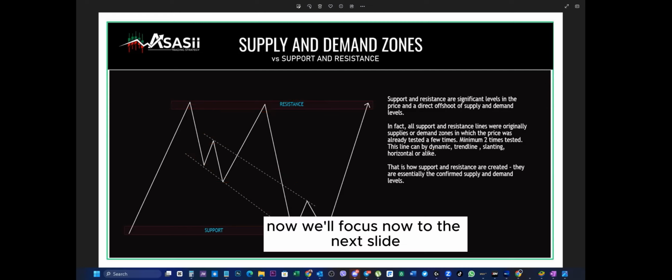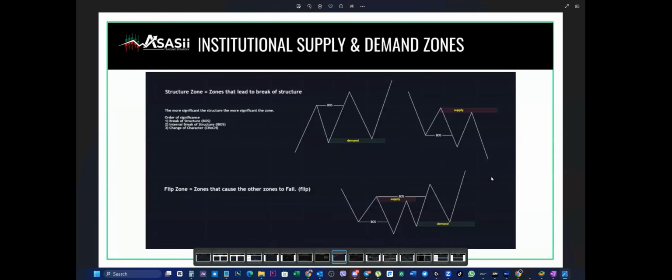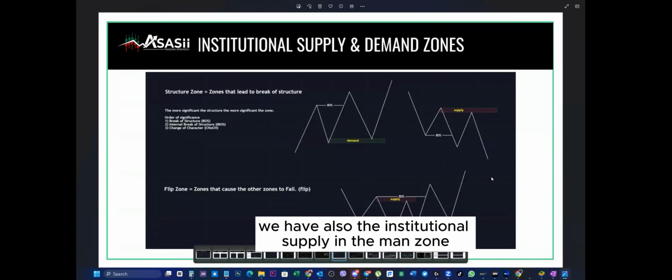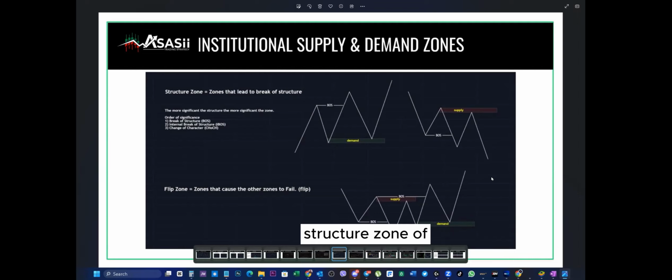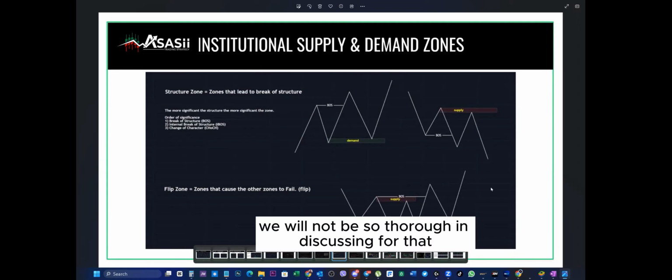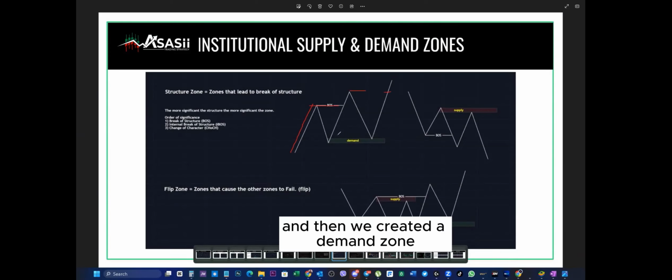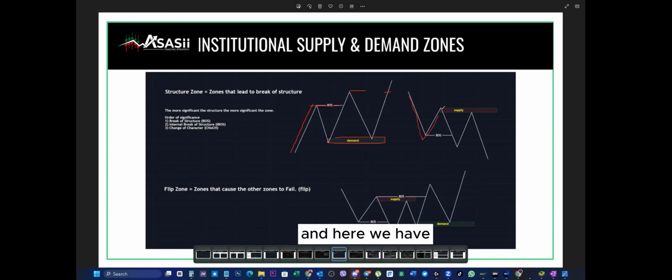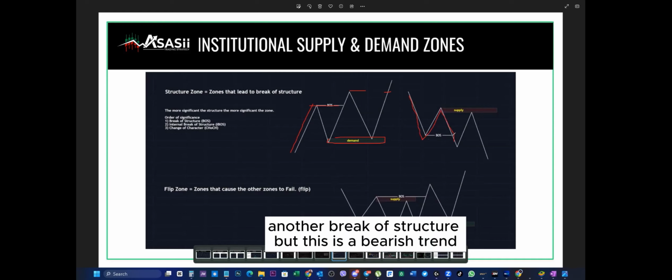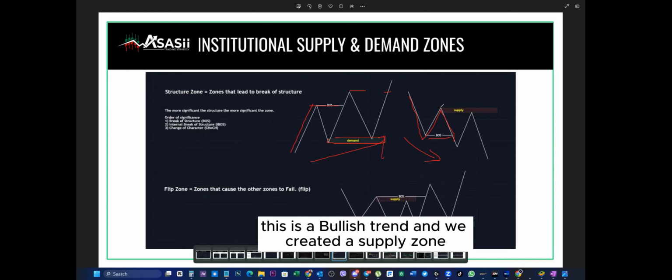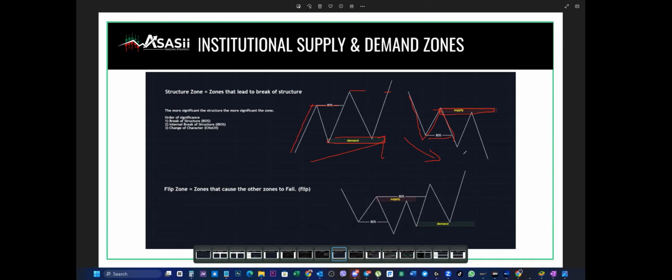Now, we'll focus on the next slide. We also have the institutional supply and demand zone, the structure zone. We will not be so thorough in discussing that. So for example, in this one, we have a break of structure. And then we created a demand zone. And here we have another break of structure, but this is a bearish trend. This is a bullish trend. And we created a supply zone.